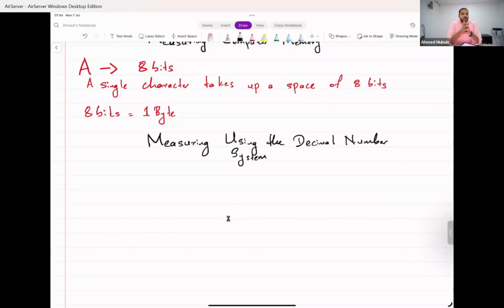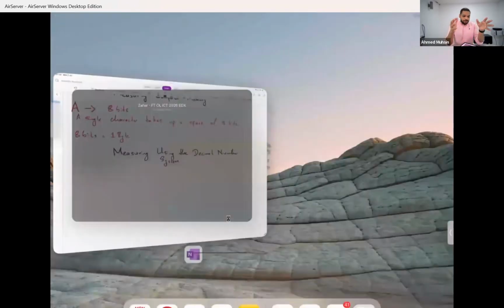Now, boys, girls, look at me below. When it comes to measuring your computer memory, there are 2 number systems you have to learn. You can measure using the decimal number system. And there is another one called the binary number system. I'll teach you all binary later. First, we're going to learn the decimal number system. Boys, everyone looking here?